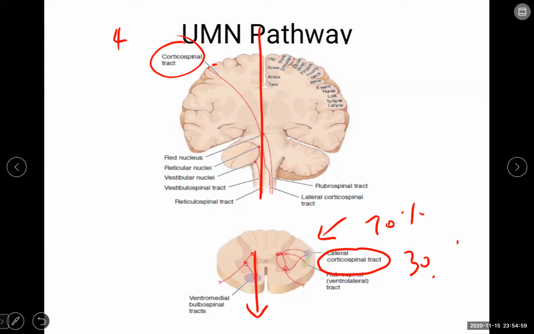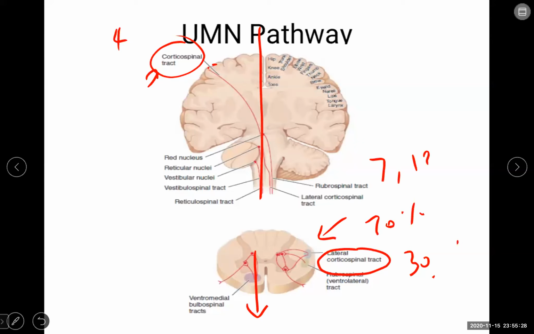The second one is the corticobulbar. Corticobulbar, as the name suggests, starts from the cortex and goes down towards the brainstem, and it innervates all the lower motor nuclei of the cranial nerves from 3 to 12. One important thing to understand is that the corticobulbar tract tends to have bilateral innervation for most of the cranial nerves except for 7 and 12.